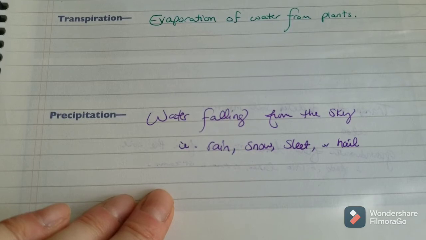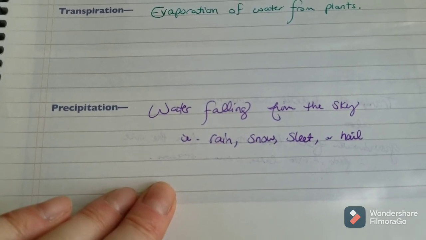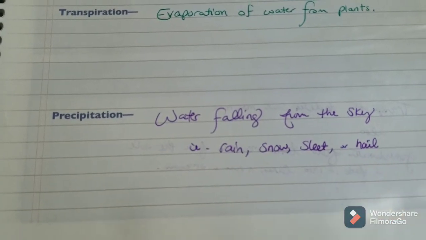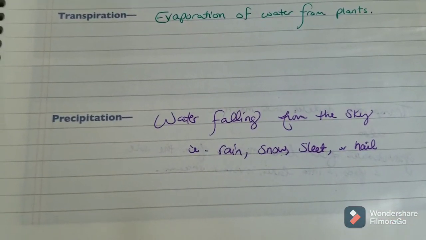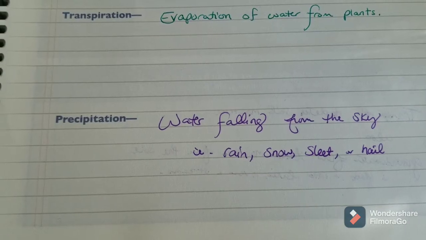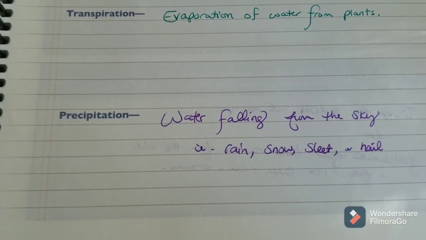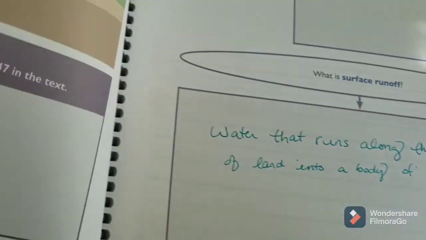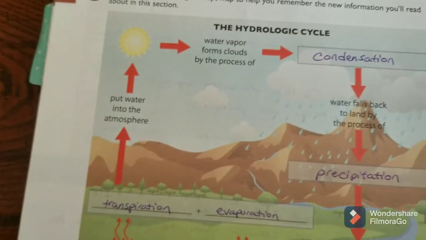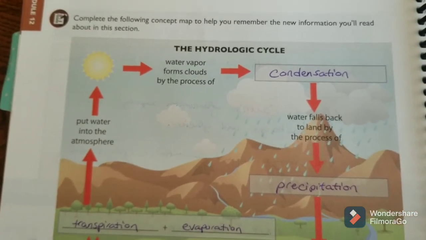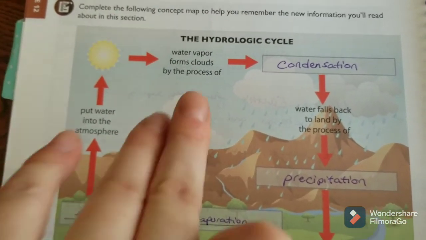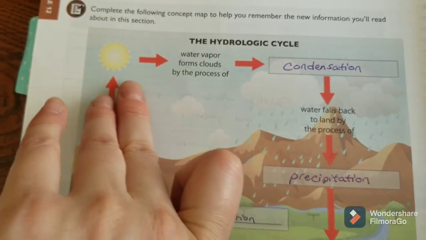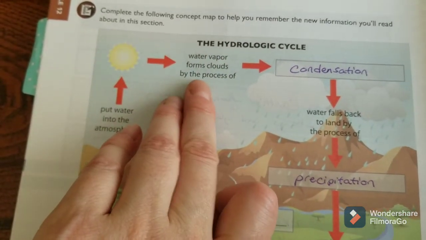Precipitation is water falling from the sky, such as rain, snow, sleet, and hail. That's precipitation. So if you ever listen to the weather person on TV or on the radio, they'll say, oh, we've got a 50% chance of precipitation today. Well, that's about the whole of spring and fall in Oregon. It's 50-50 every day. All right. The hydrologic cycle or the water cycle. Anytime you say hydro, I want you to say water.